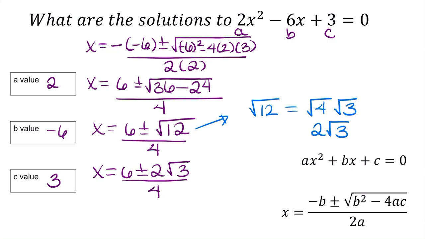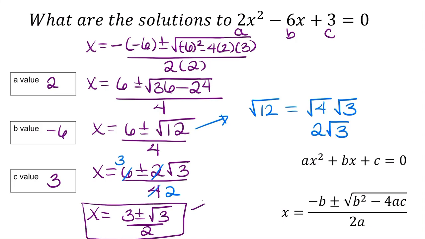So notice that now these three terms, 6, 2, and 4, have a GCF of 2, right? I can factor a 2 out of all these terms actually. So if I reduce this by 2, this 6 becomes a 3, the 2 gets canceled, and the 4 becomes a 2. So I can write the solution now as x equals 3 plus or minus the square root of 3 over 2. And those are my two solutions to this quadratic equation. If you want to write it as two solutions, you can write 3 plus the square root of 3 over 2, and you can write 3 minus the square root of 3 over 2. So that's how you use the quadratic formula to solve quadratic equations.